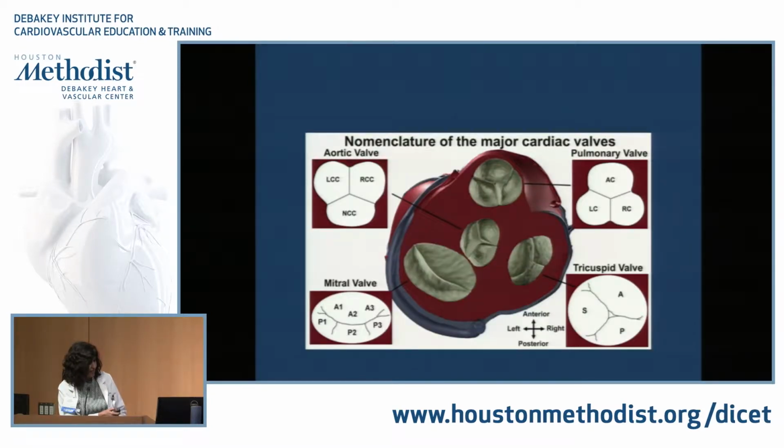I want to spend a little more time on this because this is one of the most important uses of the TEE for evaluation of valves, in particular endocarditis and in particular prosthetic valves. So you have your TEE probe here, and as you can see, the mitral and the aortic are in very close proximity, and the visualization is excellent. Less so for the pulmonary, and of course tricuspid is also very well visualized.